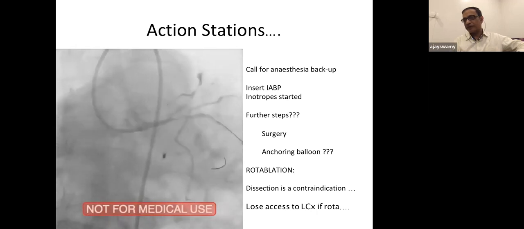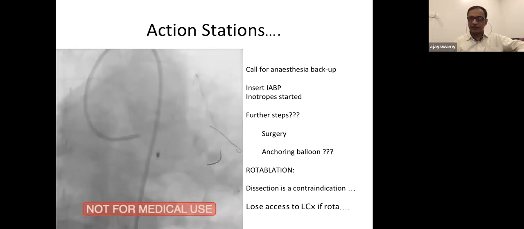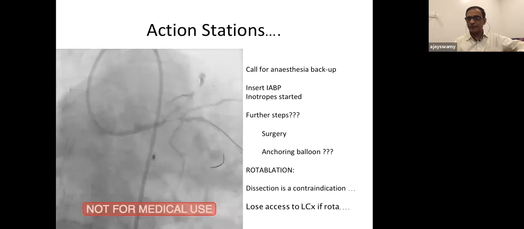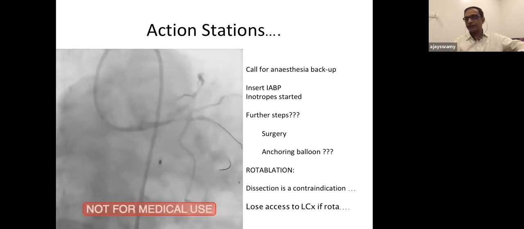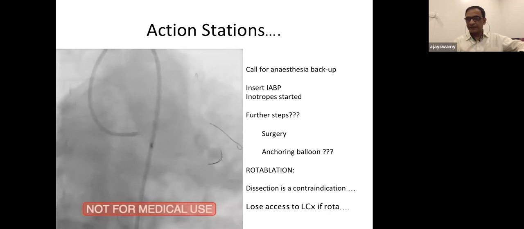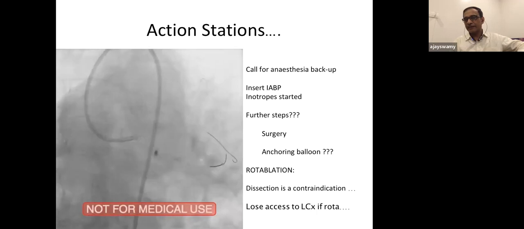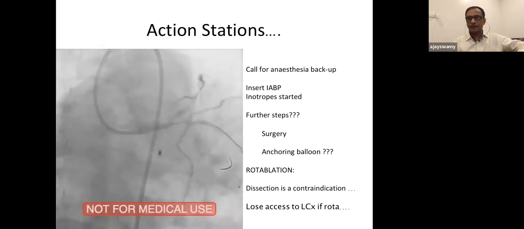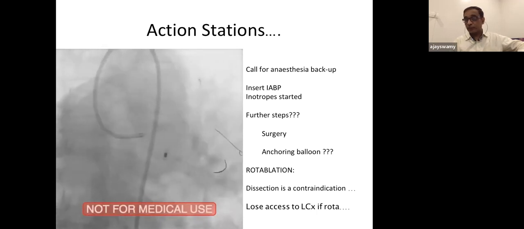We've always been taught that dissection is a contraindication for rotablation, and I chose the most extreme example. This is an almost completely occluded LAD. It is very, very badly dissected, and the dissection doesn't get any worse than this. But it was felt that it was the calcium that was preventing anything from going across. And the other problem with the rotablation was that we would lose access to the circumflex because you have to pull the circumflex wire out.